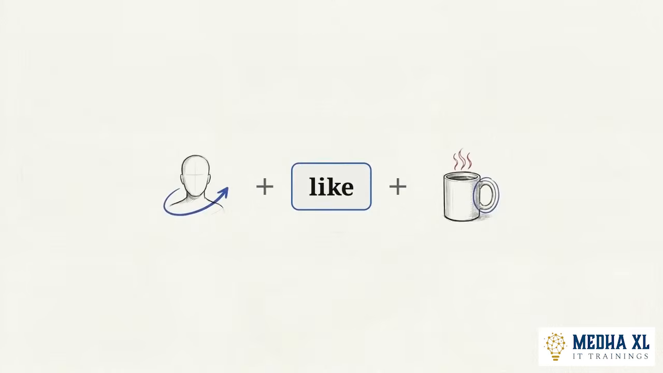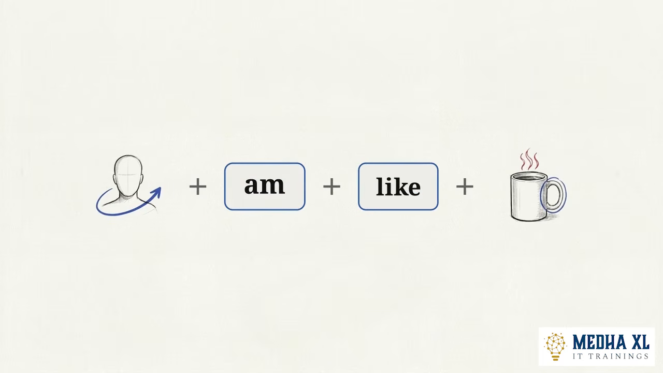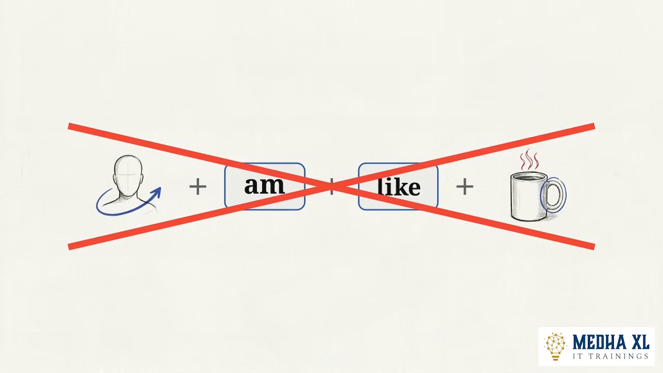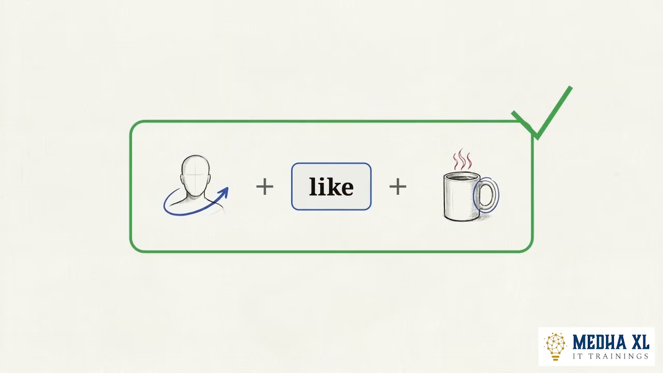When using this formula, do not pluralize the verb. It is never I likes coffee. The correct form is I like coffee. Also, do not use your state verb here. Saying I am like coffee changes the meaning. Use the simple preference structure instead.